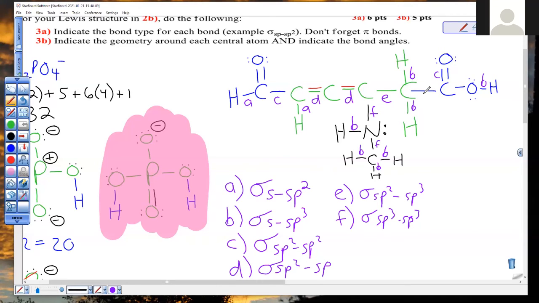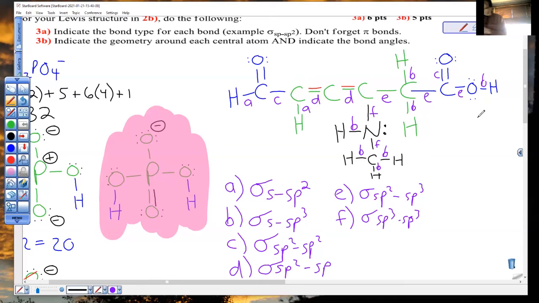So the one on the left is sp3, correct? sp2. Yes. I need the name that has sp3 and sp2 in it. So it doesn't matter which way they're going. sp2, sp3 is the same as sp3, sp2. And this is sp2 on the left, sp3 on the right. Doesn't matter left or right.